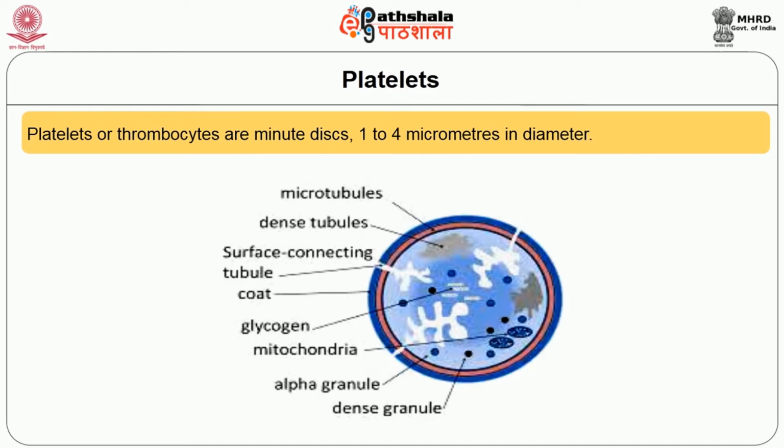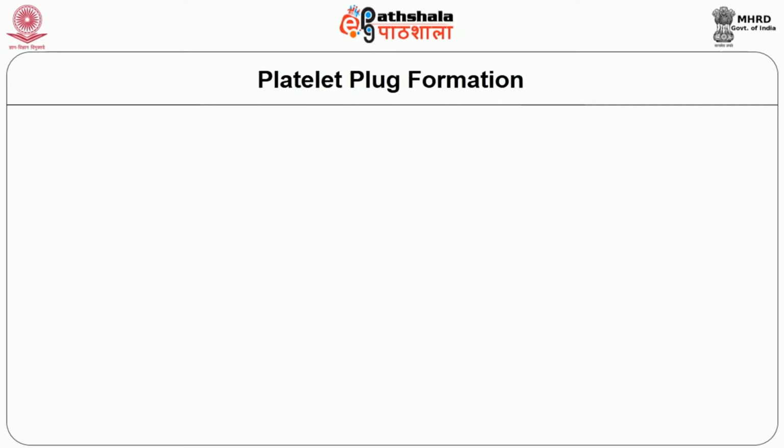So these platelets have certain contractile proteins present within their cytoplasm. So these contractile proteins are called actin, myosin and thrombasthenin. Now we will go into the mechanism of platelet plug formation.